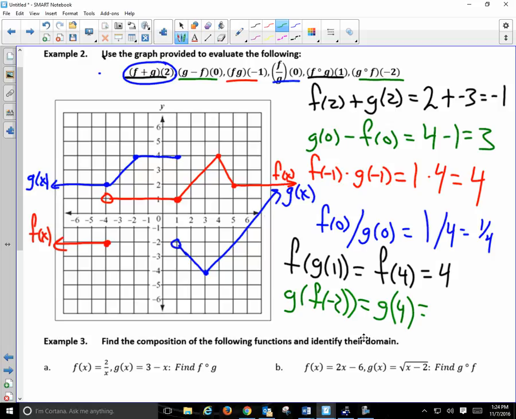If you plug in negative 2, you get 4. I'm sorry, you get 1. Sorry. I was looking at the wrong graph. And then g of 1 is 4.